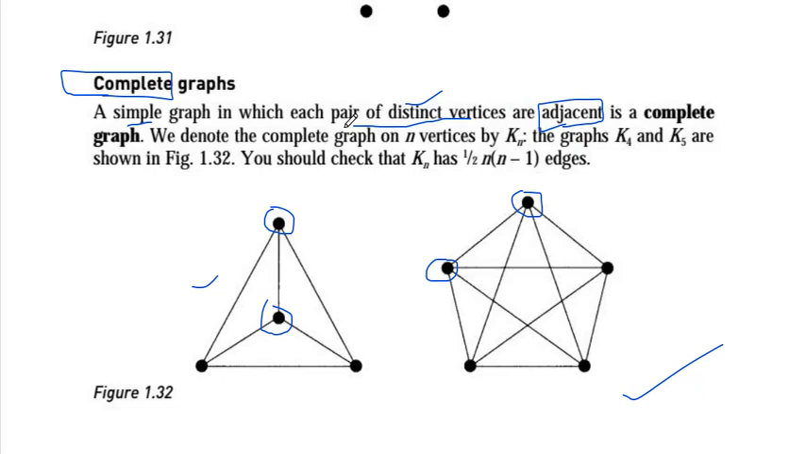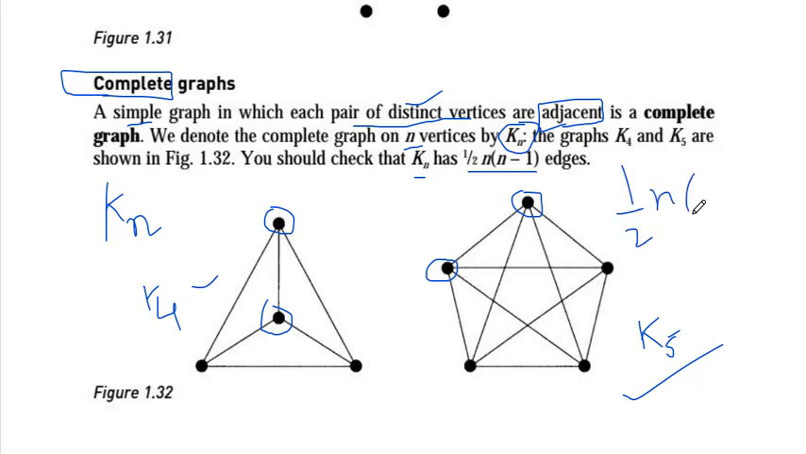If we want to denote the complete graph of n vertices, we denote it like this: K, not C, K n. n is the number of vertices, so this is K 4 and this is K 5 with 5 vertices. Now, how many edges are there in total? K n has 1 by 2 n into n minus 1 edges.